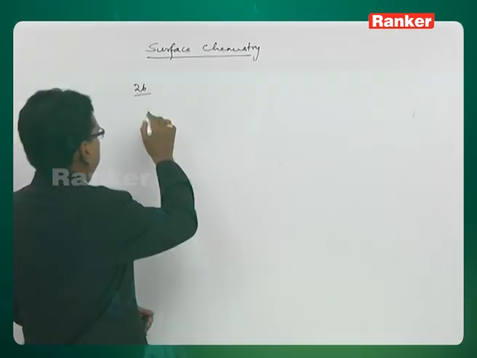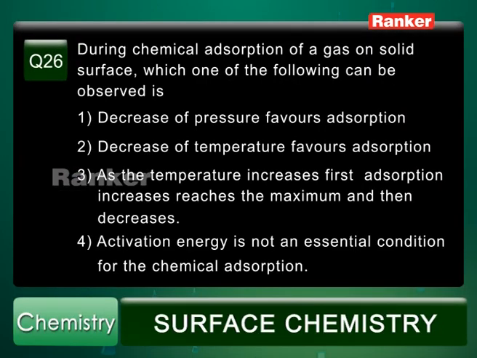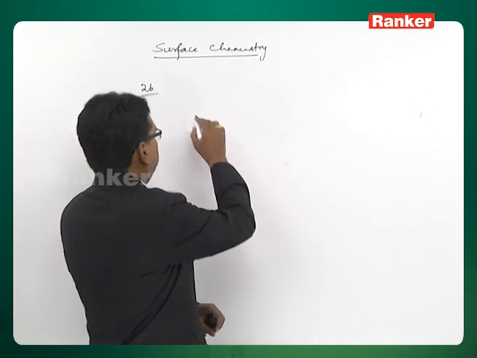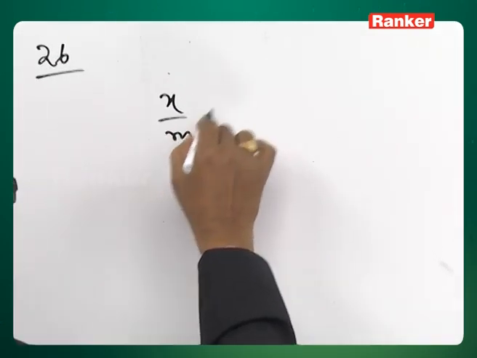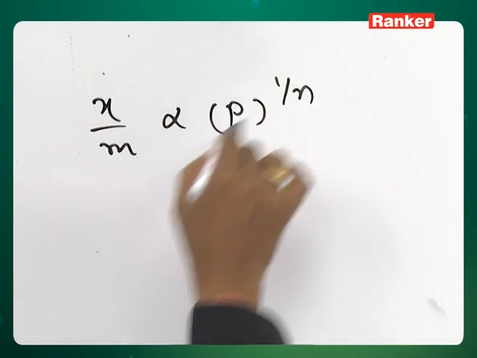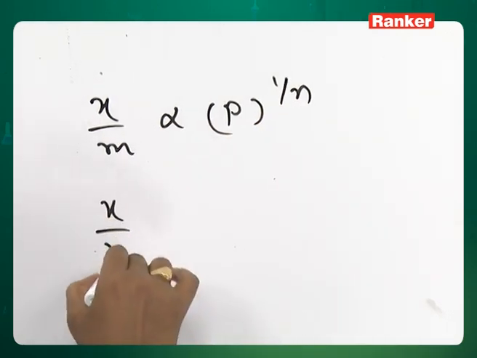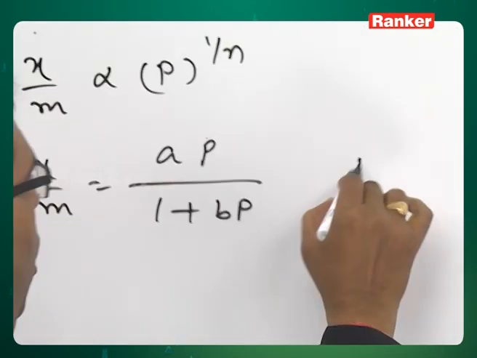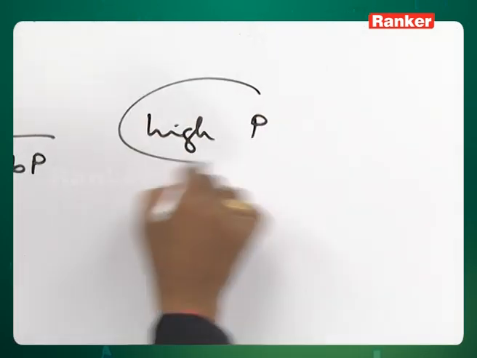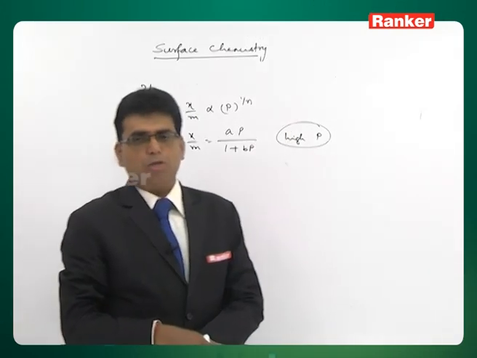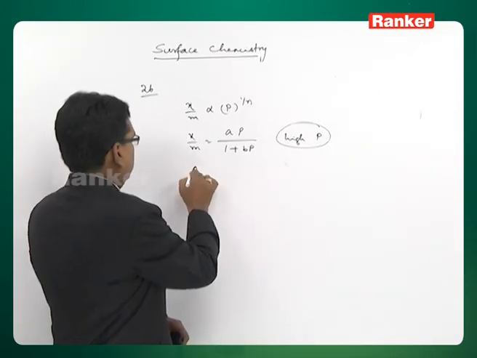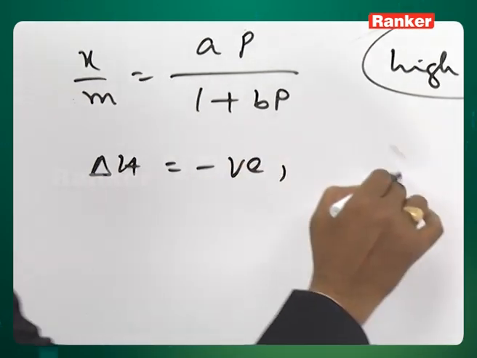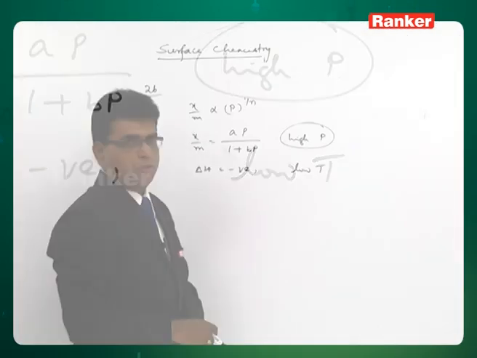Now, in question number 26, some statements are given. During chemical adsorption of a gas on a solid surface, which one of the following can be observed? Decrease of pressure favors adsorption. No, because x/m is proportional to P^(1/n). This is the Freundlich adsorption isotherm, or x/m = aP/(1+bP). So, high pressure only favors chemisorption, and delta H is negative. So, low temperature favors chemisorption.